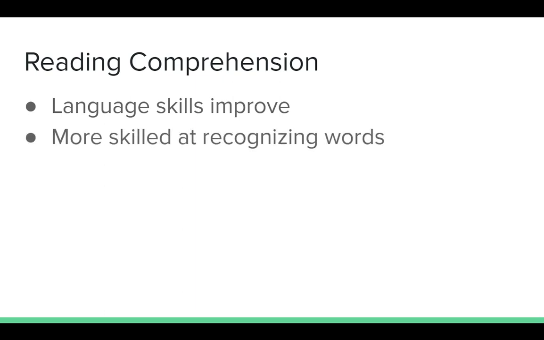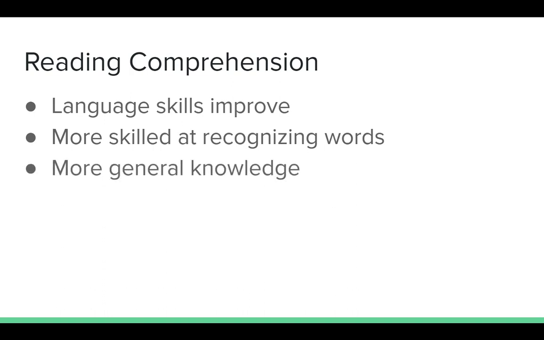They're more skilled at recognizing words. So when they can recognize words on sight, they can take the energy that used to be used to decoding that word to figure out what the word means, and instead they can put that energy into understanding the word and understanding the sentence. So there's only so much energy they can dedicate to reading, and if they don't have to dedicate that to sounding out words, then they can focus on meaning instead.